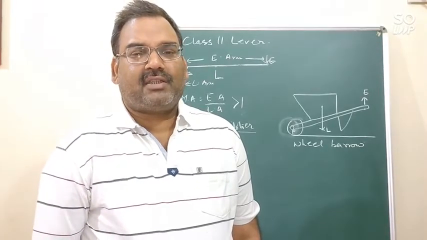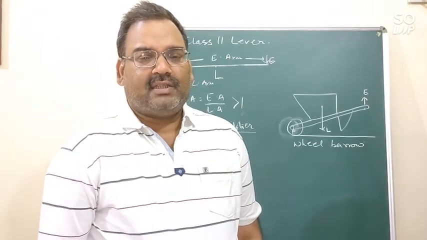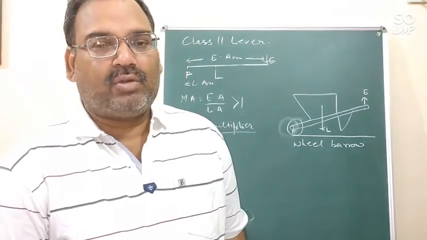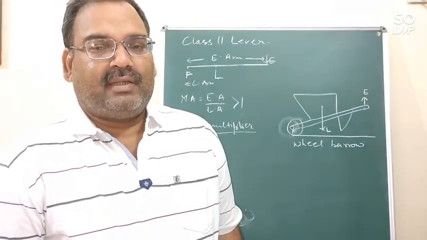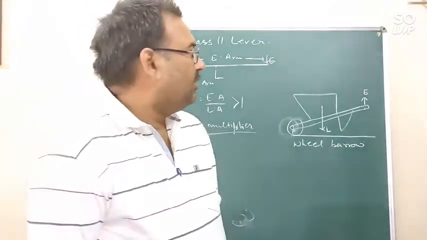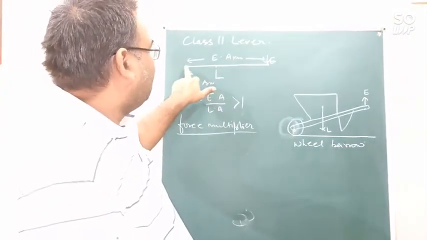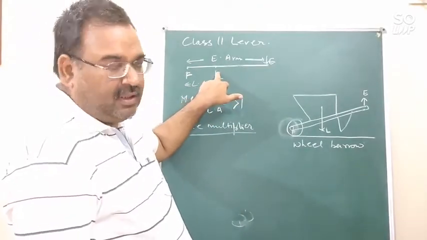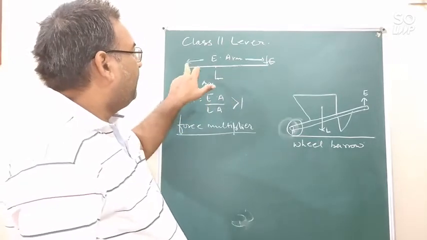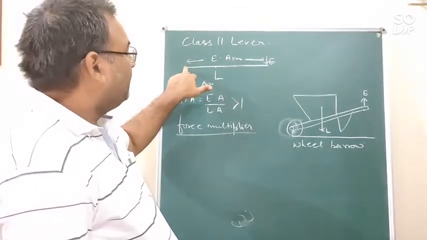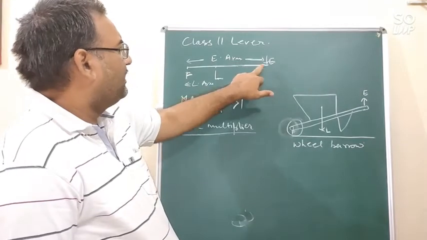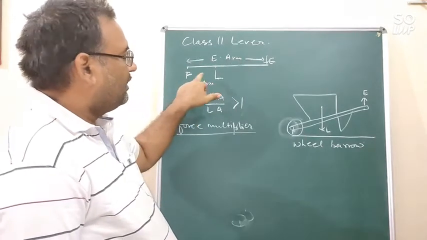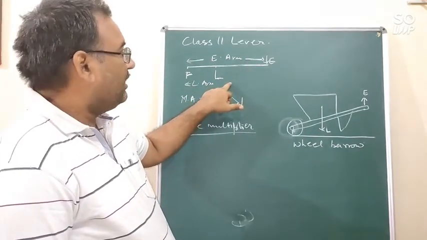Next we have second class lever. In second class lever, the fulcrum is at one end and the effort is at the other end. The load is between the fulcrum and the effort. So here we have the diagram, simple diagram, fulcrum at one end, effort at another end, and load in between. Now in this kind of lever, the effort arm, the distance between the fulcrum and the effort, is always greater than the load arm.